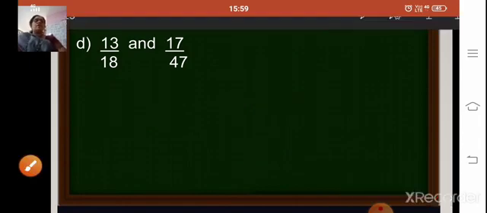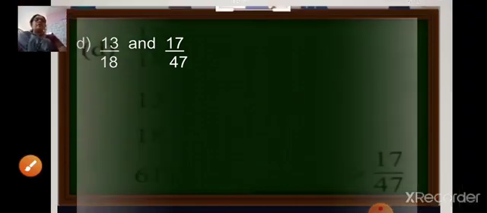So here is a slide for you. Check your answer with the slide. So step by step you will write it and then compare the fractions.